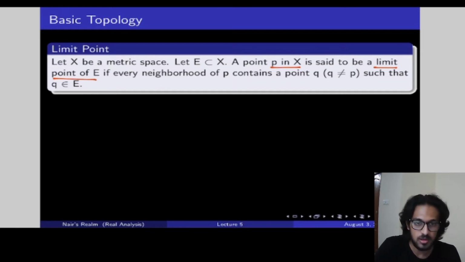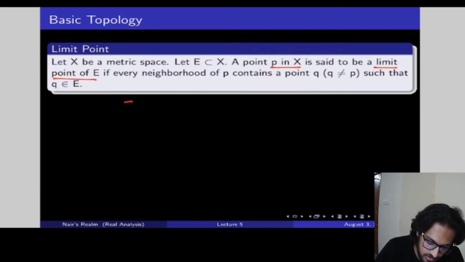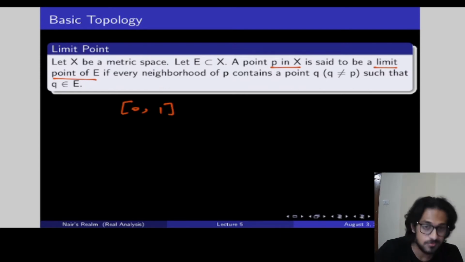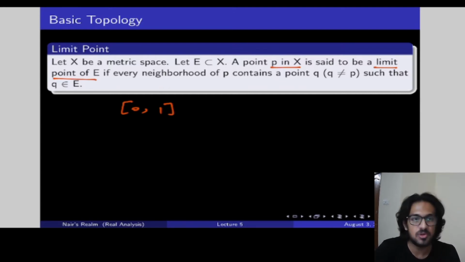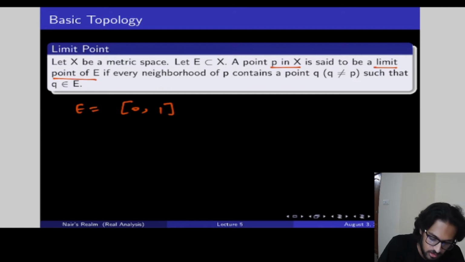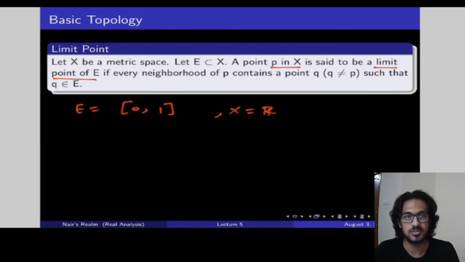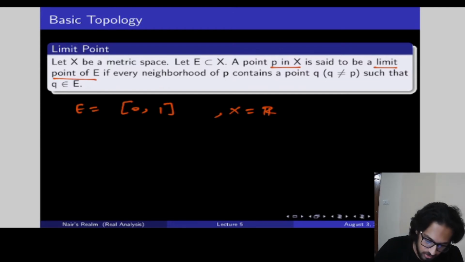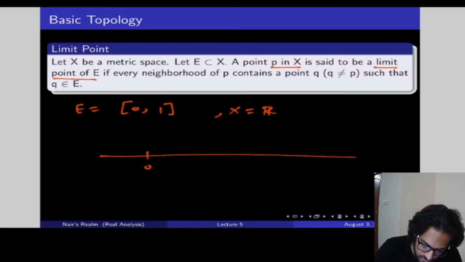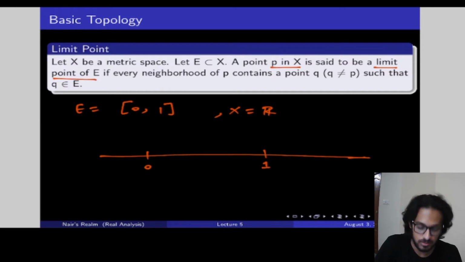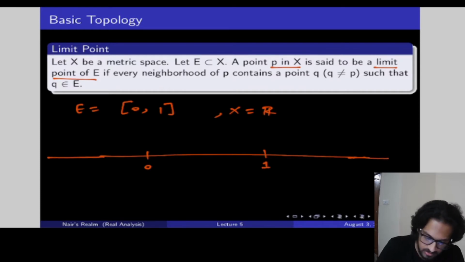So what that would mean in the real line is as follows. Let's say we are taking the set [0, 1], where the square brackets indicate that 0 and 1 are included in the set. And let's take X equal to R and d equal to the usual metric, so the normal Euclidean distance in R. Now if I were to draw this on the real line, this is 0, and let's say this is 1. This is the real line.